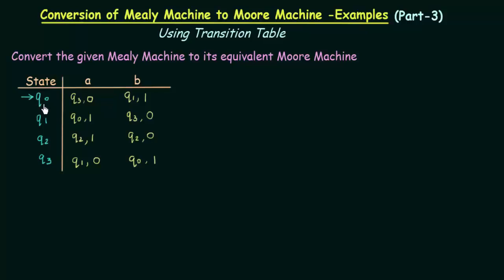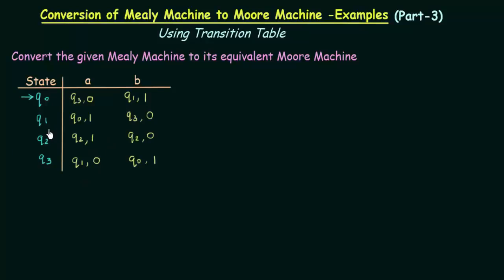Let's start with state Q0. Search for state Q0 in this column and in this column and find out what are the outputs that they give. So Q0 here is giving output 1. And in this column, where is Q0? It is here and it gives the output 1. So Q0 is giving the same output in both the columns. So you can leave Q0 as it is and come to state Q1. It is here and it is giving the output 0. And Q1 in this column is giving the output 1. So we see that Q1 is giving different outputs in this column and in this column.